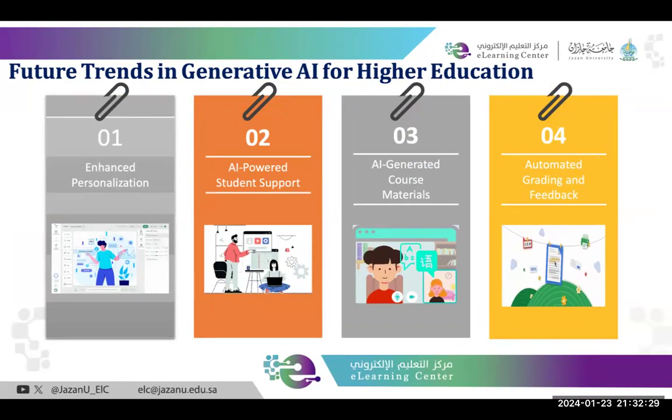The next one is AI-generated course materials. We already discussed this one, that AI will play a bigger role in creating course materials, reducing the workload on educators and teachers and professors. Automated grading and feedback, this is the future, and we have already discussed this one, that AI will improve in grading assignments and providing timely feedback to the students. This is one of the best things.